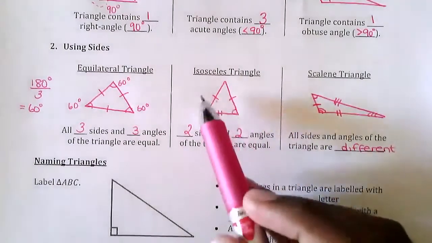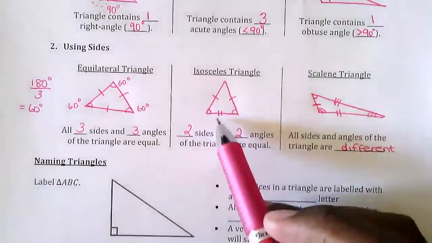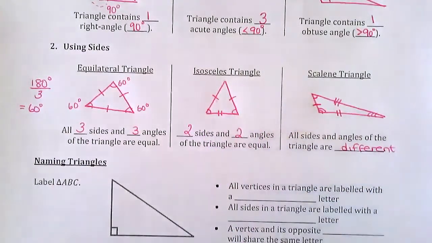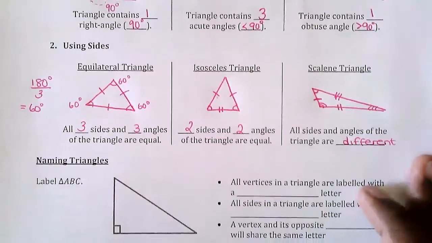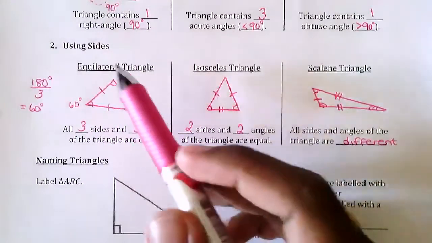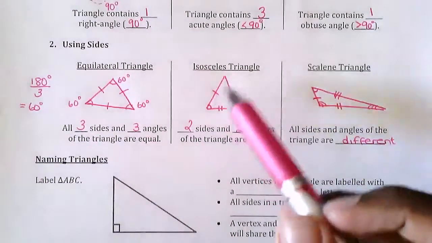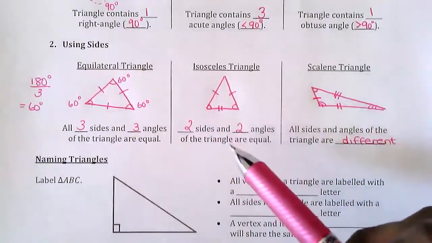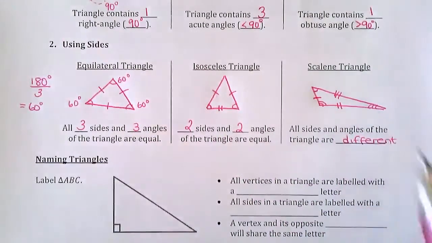What happens if I have two with a single dashed line and one with a double dashed line, and so on and so forth. So as a summary, we can classify triangles using their sides as well. Equilateral, all three sides are the same and so are the angles. Isosceles, two sides and two angles are the same. And scalene, all three sides and all three angles are different.